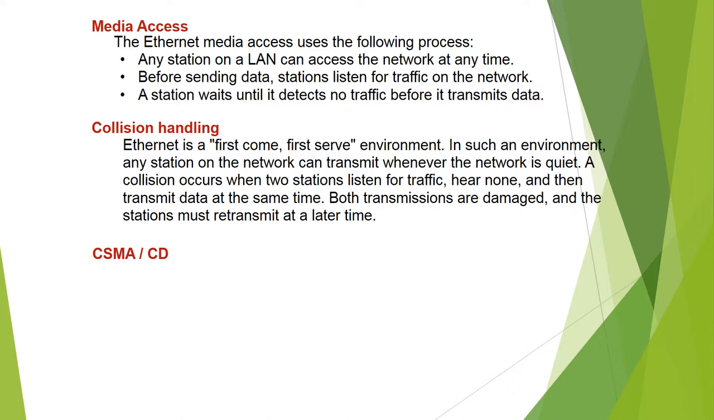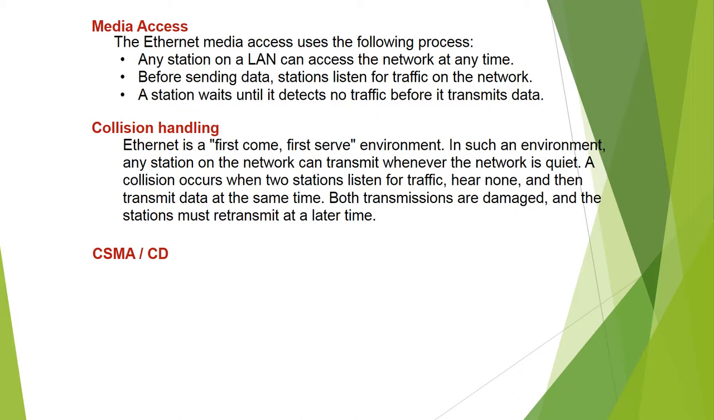Media access. Ethernet media access uses the following process. Any station on a LAN can access the network at any time. Before sending data, the station listens for traffic on the network. A station waits until it detects no traffic before it transmits data.